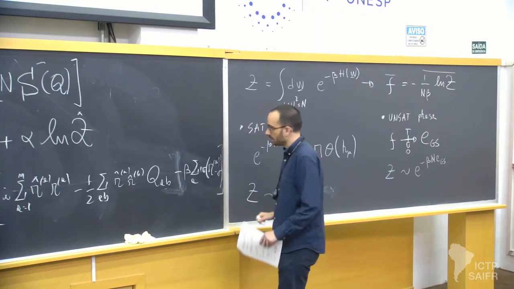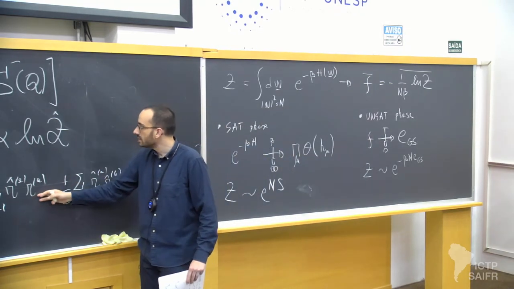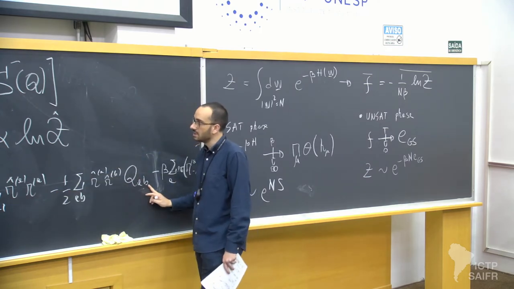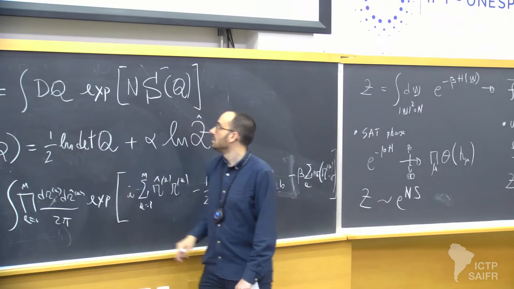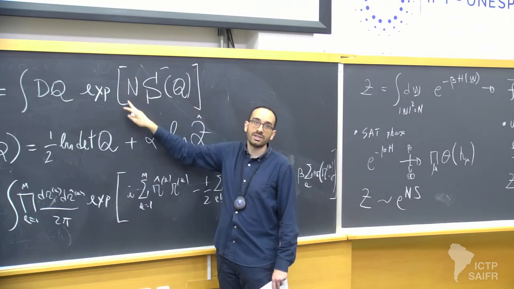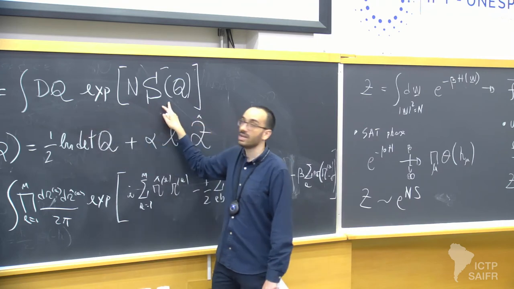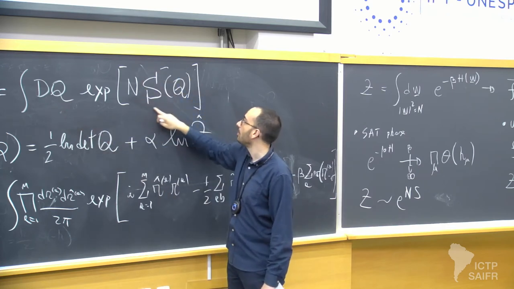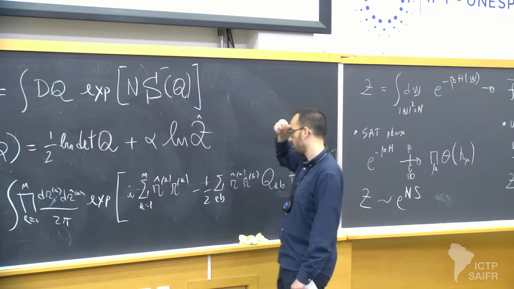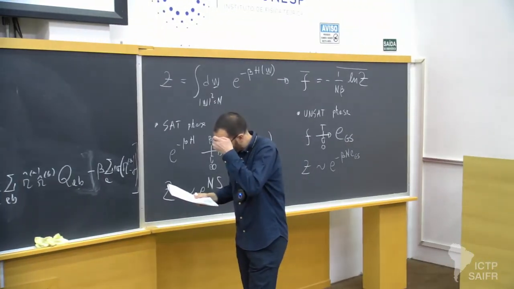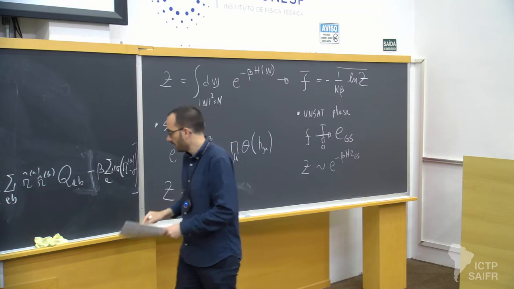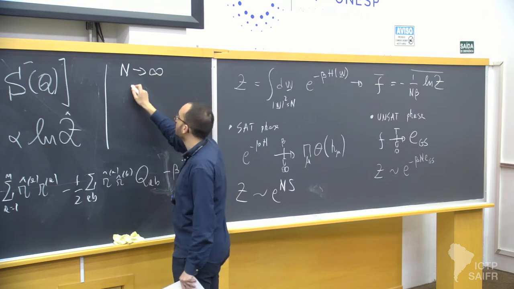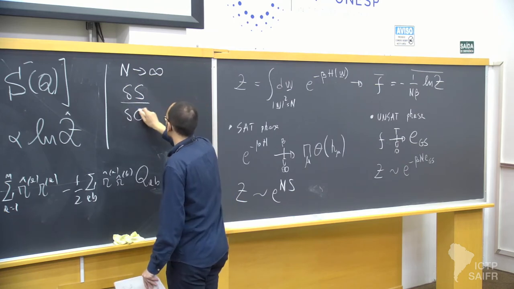So I have this integral that I need to do, and this is a function of Q. If I'm able to do this integral, I get some function of this matrix, and then I need to compute the integral over Q. Now I use again that I want to go in the large n limit, so this integral is dominated by a saddle point. And so I compute this integral over Q just by looking at the saddle point of S with respect to Q. So for n going to infinity, I would like to find the solution of this equation.